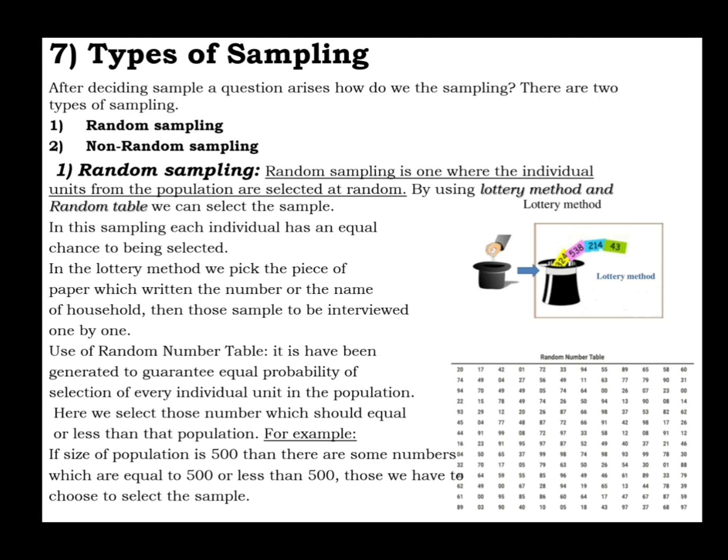Here we can find two kinds of methods in this random sampling method, such as the lottery method and the random number table method. In that image, the first image says about the lottery method, and the second image says about the random number table. So if we take the lottery method, there we have to conduct a certain activity.